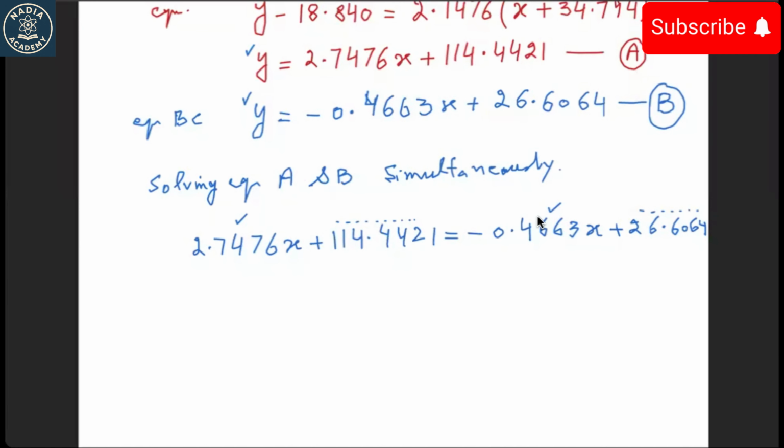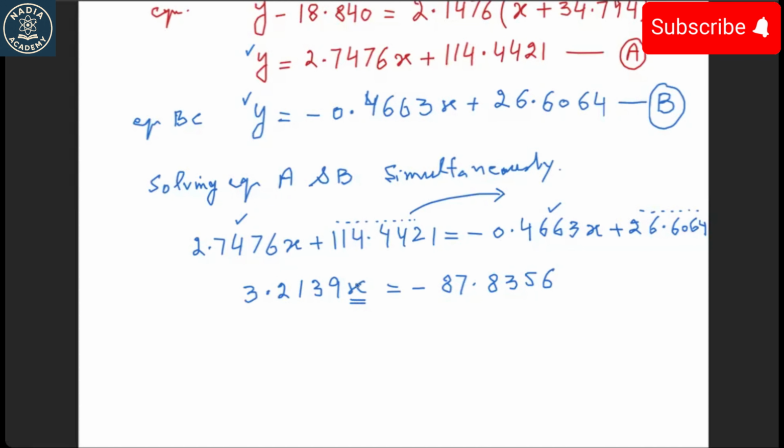And what would it be? So let's move this negative x term from the right side to the left side, and you will get 3.2139 times x will be equal to, we move this constant term to the right side, so it will be negative there, and we have a positive 26.6064. So our answer is negative 87.8356.